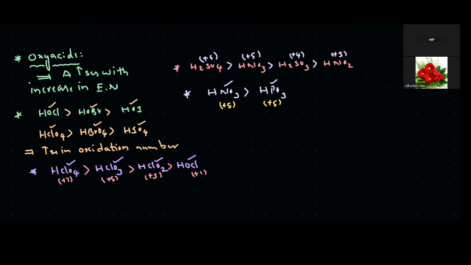So which one is more acidic now? The HNO3 molecule is more acidic. Phosphorus compared to nitrogen, from top to bottom, size increases. So HNO3 is always more acidic than the HPO3 molecule. So we can say it like this also: as the size increases, the acidic strength decreases.